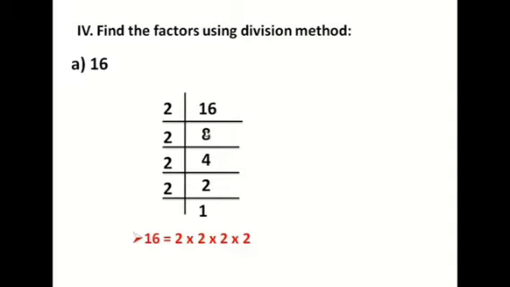Now the least prime number which can divide 8 exactly is also 2. So 2 4s are 8. 4 will come down. Again you will divide 4 by 2. One more 2 will come down as quotient. So you have to continue the process till you get the quotient as 1. So this 2 also will be divided by 2. You will get 1. Now finally you can write 16 equals 2 into 2 into 2 into 2. So if you multiply, you will get back 16.